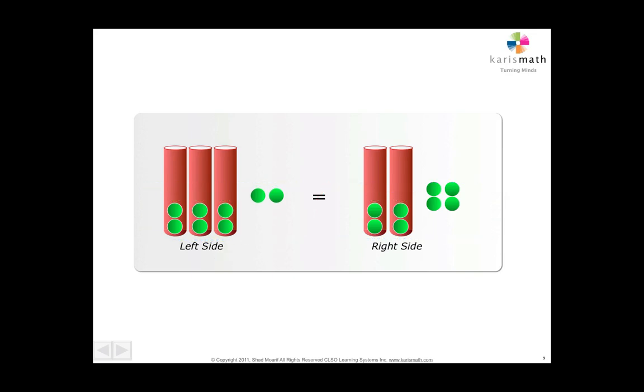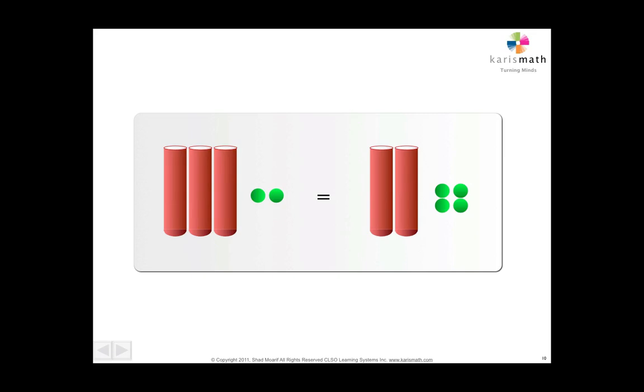So each tube represents a certain number of p's. The total number of p's on the left should be equal to the total number of p's on the right. If you can work out how many p's to put inside each tube, you have an equation. That's it. So let's try this one.